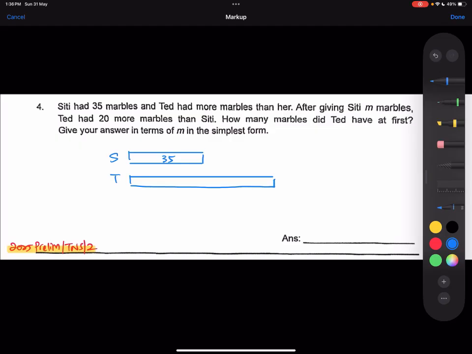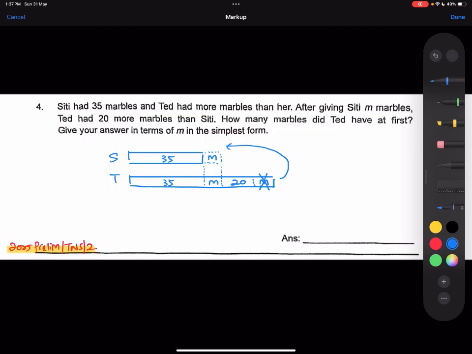Alright, let's cut out M. Okay, and we'll give it to Siti. M. This is given away, right? After giving away, Ted had 20 more than Siti. So this little part here is 20. And then we can project this down. We know this is M. We know this is 35.